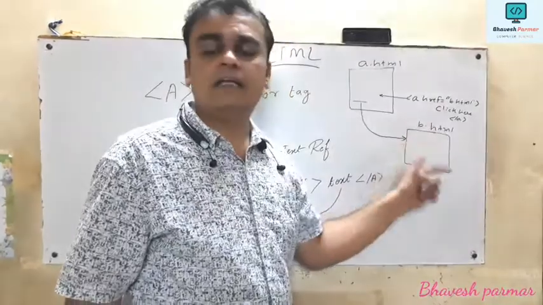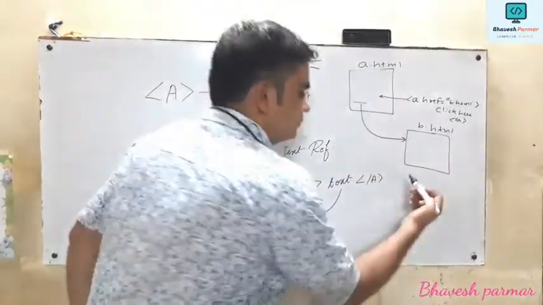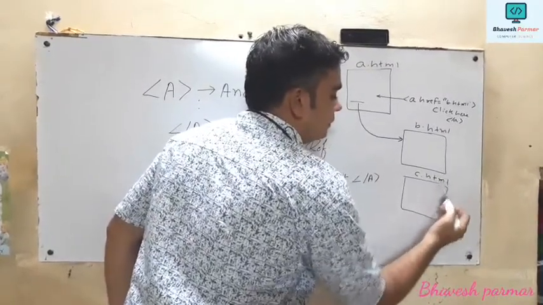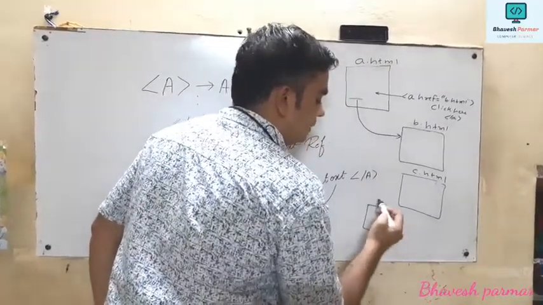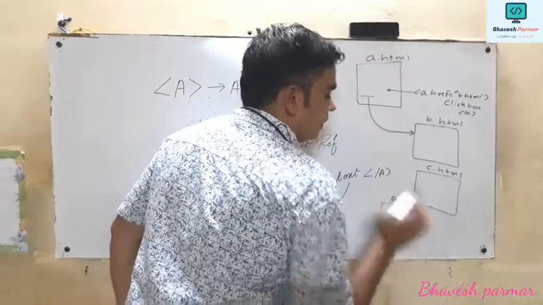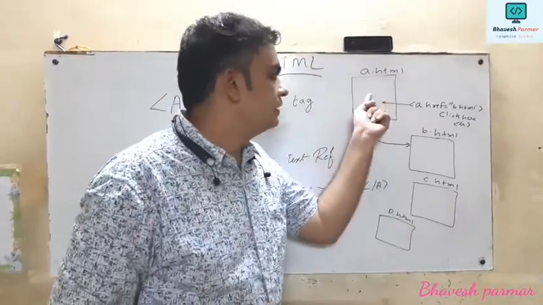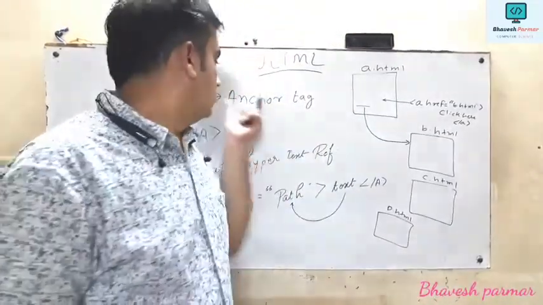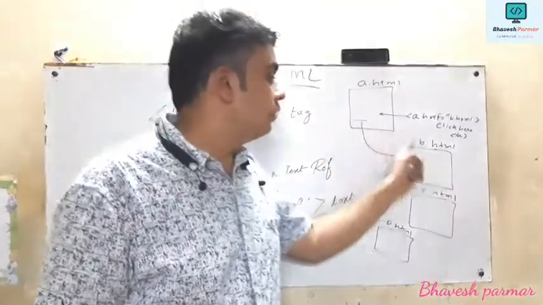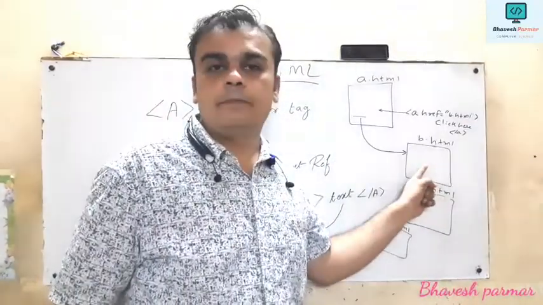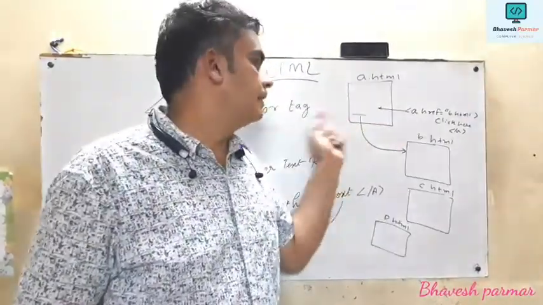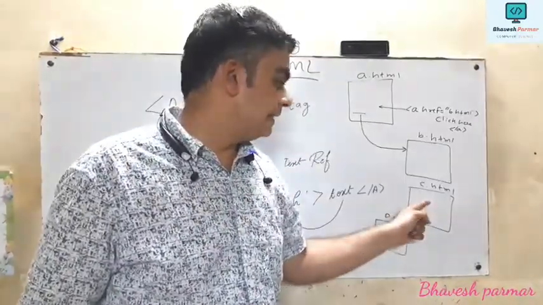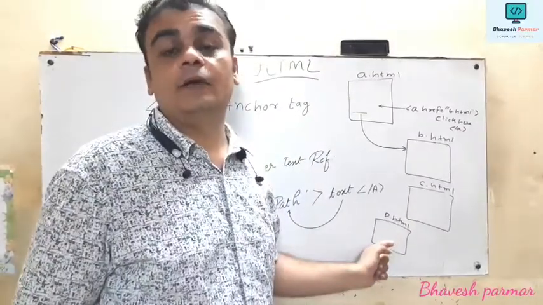The same thing, we can connect multiple web pages also. Suppose I have this c.html, this d.html, and I want to link this a.html with all these three pages. In that case, one a tag is used for linking a new page. Similarly, I have to use this a tag two more times, so that I can connect c.html as well as d.html.